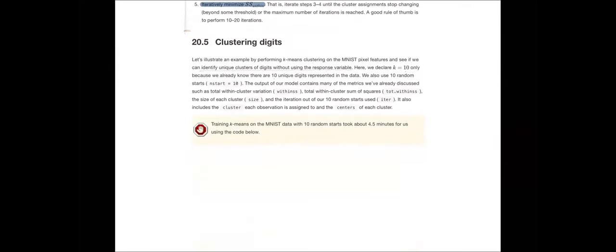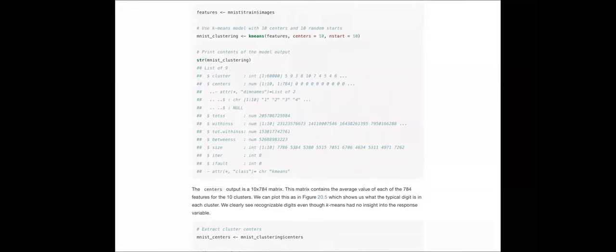So anyway, 2.5 gives us an example of how we can cluster digit numbers. Personally, I don't like this kind of example, because as you can see here, when you look at this clustering result, six and nine are very different shapes, but in K-means clustering they sometimes get clustered together because of their shape.